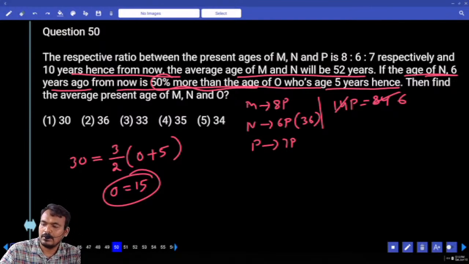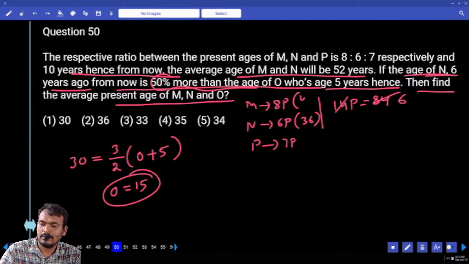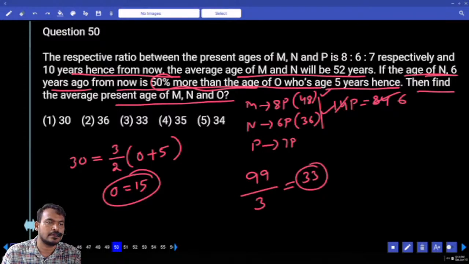What is the question here? Find the present average of M, N and O. M is already 8 parts. 8 parts is how much? 48. 48 plus 36 is 84, plus 15 is 99. The sum will be 99. Average means divide by 3. What is the answer? 33. Can I stop?